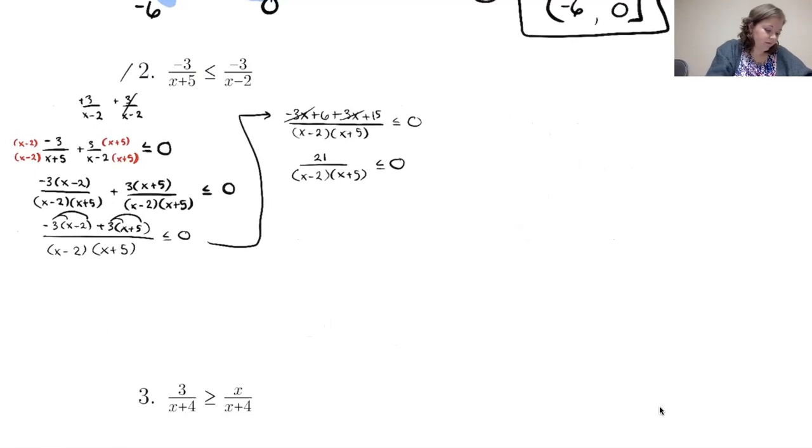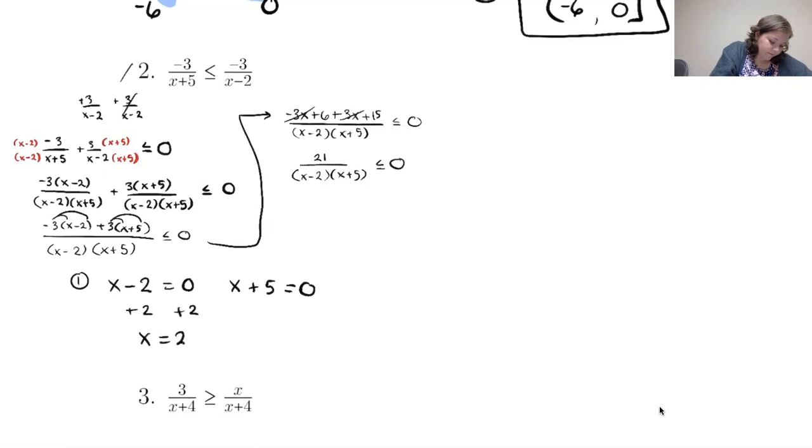All right. So step 1, we'll set the bottom and the top equal to 0. So if we set the top equal to 0, we just get 21 equals 0, and that doesn't make any sense. So saying the top equal to 0 is not going to give us any points. So we're just going to set the bottom equal to 0 in this one. So x minus 2 equals 0, and then x plus 5 equals 0. So add 2 to both sides. We get x equals 2, and here we'll subtract 5 from both sides, and we get x equals negative 5. Okay, so those are our test points.